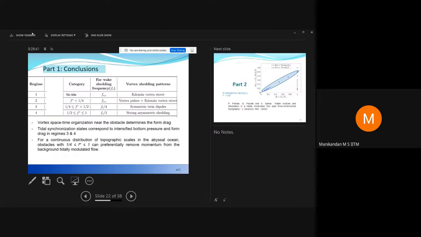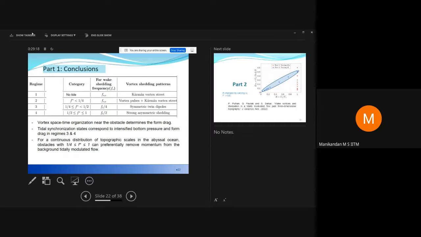Okay, so the conclusion of this particular part is that as I change the F star parameter, which is basically how fast the tide is relative to the natural vortex shedding, then we go to different scenarios. If there is no tide, then you see the usual vortex shedding. If you have a very fast tide, then you get these vortex pulses. They're so fast that they don't really disrupt the tidal frequency very much.